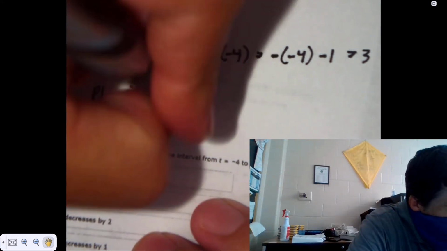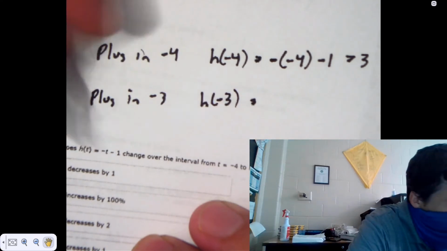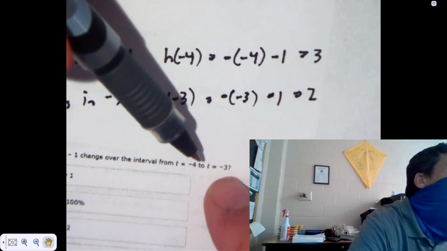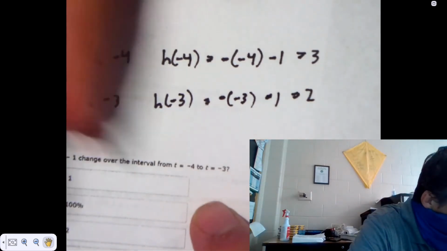Plug in negative 3, meaning we're finding h of negative 3, which means everywhere I see a t, I replace it with a negative 3. So I have a negative 3 minus 1. It's 2. What happened as we moved from negative 4 to negative 3? We decreased by 1.